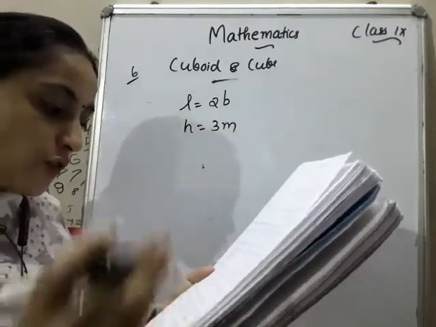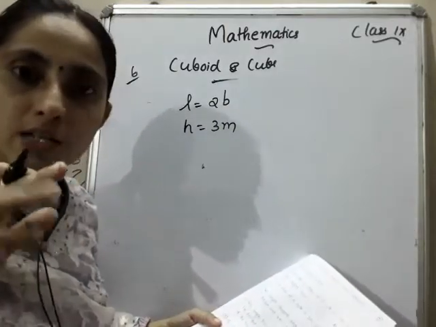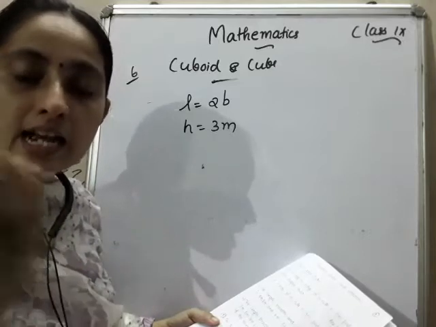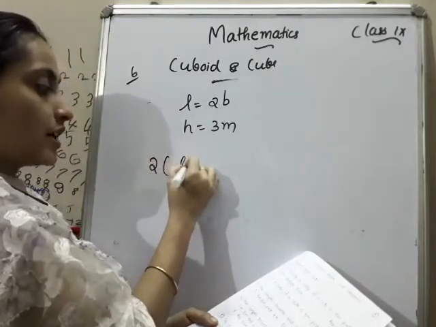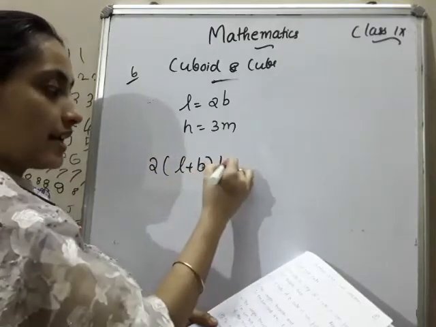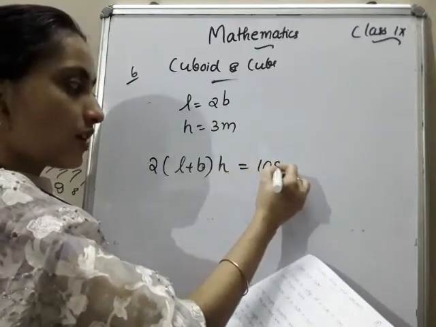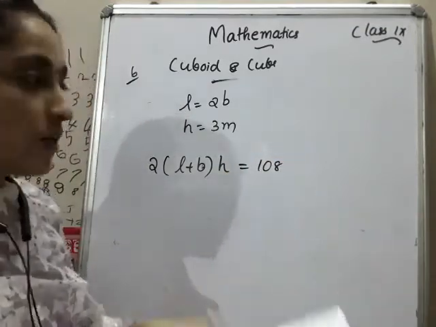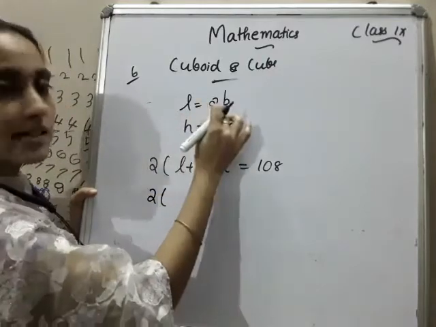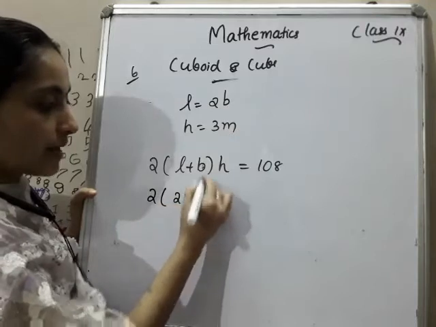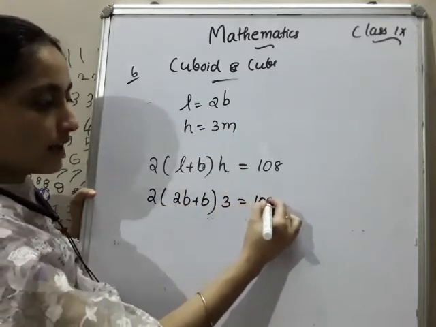If the area of the 4 walls including doors is 108 meter square. The area of 4 walls represents lateral surface area. So lateral surface area of a cuboid is given as what? You already know the formula. 2 into L plus B into H. That is given in the question as 108 meter square. You want to find the volume. Okay, so you have to substitute here. So 2 into length is replaced by 2B, and breadth you have to write B itself, and height is 3, is equal to 108.